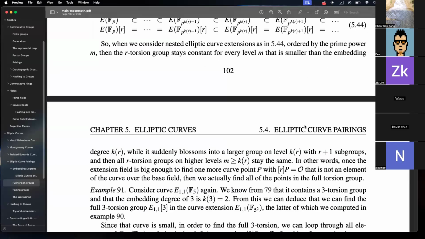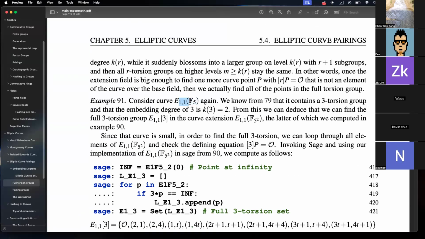For example, let's look at this. The embedding degree is 2, right? So the torsion group calculated here contains all the possible points for anything based upon this elliptic curve over the base field. I don't think that's a very good way of explaining it, but it contains all possible points.